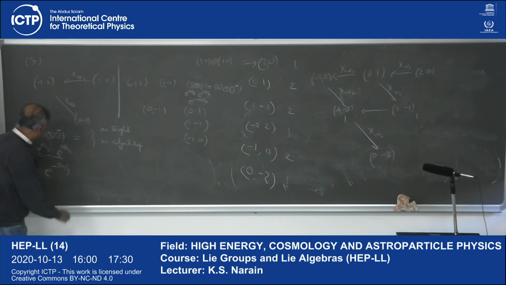Now what happens? You see, now the situation is very different. The center acts as e to the 2 pi i by 3 here. Here it acts as e to the minus 2 pi i by 3. Okay? So the product is 1. So this means it can possibly have a adjoint representation and singlet also. All the possibilities are there. Right?